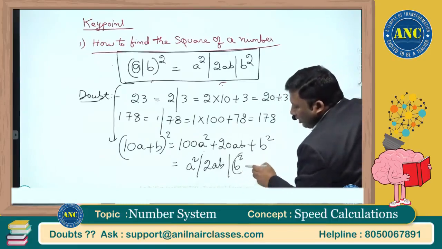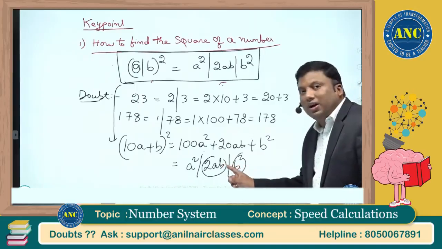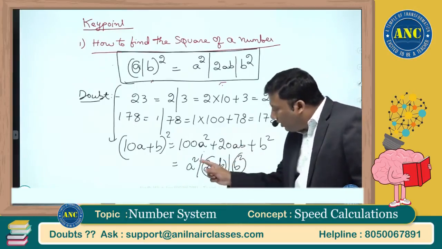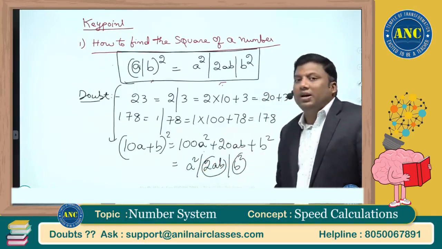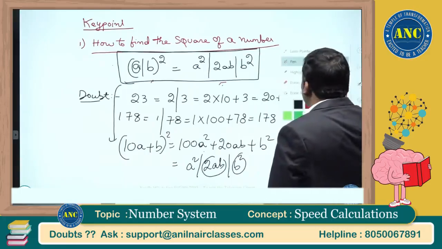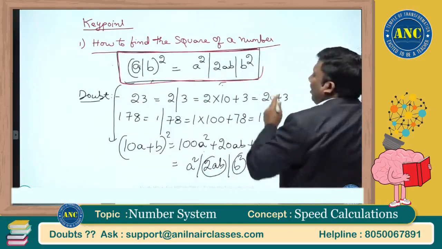These are the units place and the tens place. So if the slash is kept before the tens place, it is into 10. 2ab into 10 is 20ab. The slash is kept before the hundreds place. a square into 100 is nothing but 100a square. I hope the proof is clear and you have understood the meaning of this slash.